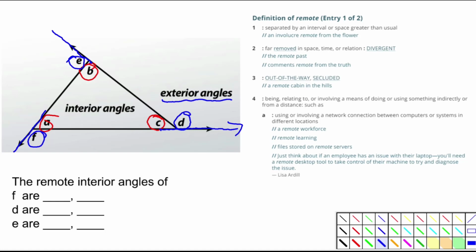But now there's some other terms we need to know. We have something called remote interior angles. So let's see what we mean by remote. So remote definition, just from the internet. Remote: separated by an interval or space greater than usual. So separated by some space greater than usual. All right. Far removed in space, time, or relation. So far removed in space. That one would probably be good.